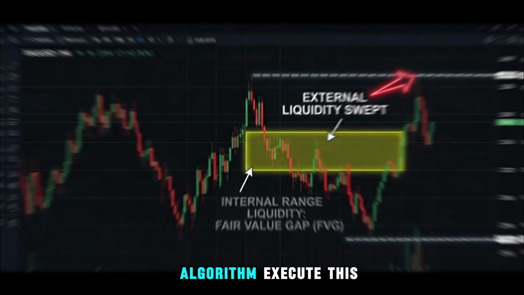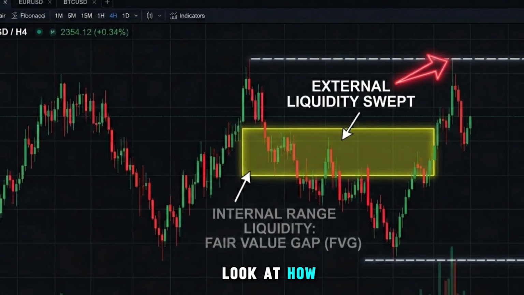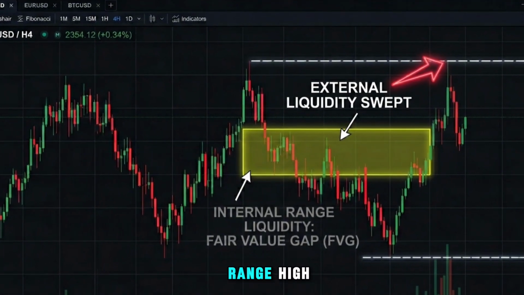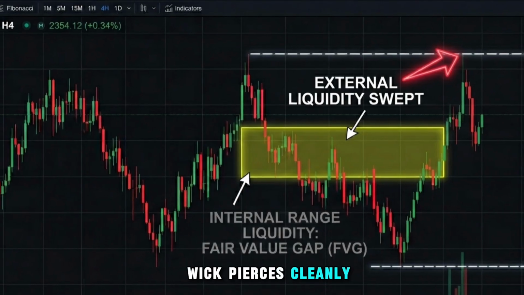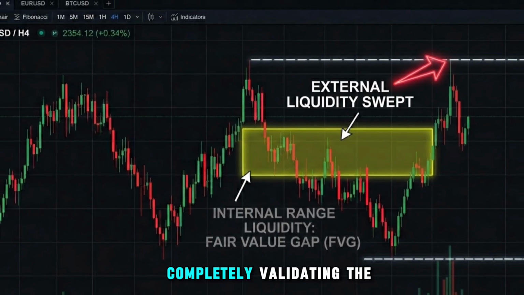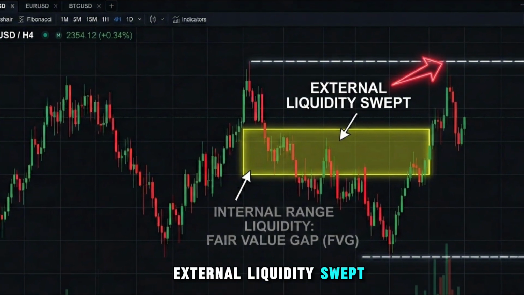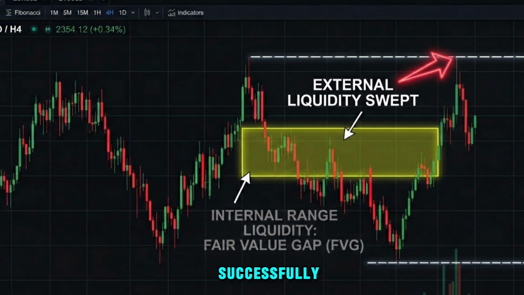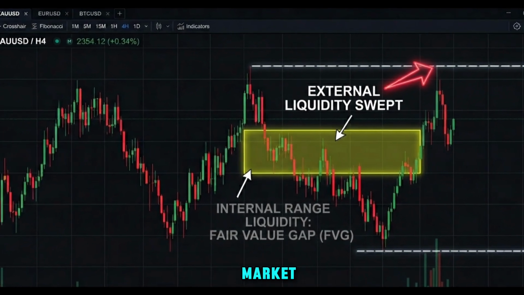Let's watch the algorithm execute this framework perfectly in image 3. Look at how price expands sharply to the upside, targeting the external range high. A single, aggressive candlestick wick pierces cleanly through our white dashed line, completely validating the red arrow labeled external liquidity swept. This is a massive stop run. The algorithm has successfully harvested all the buy stops resting above the market.